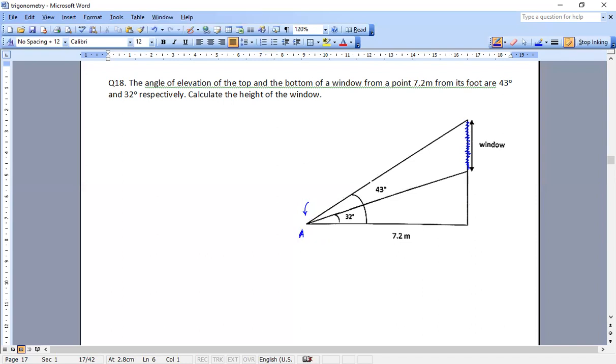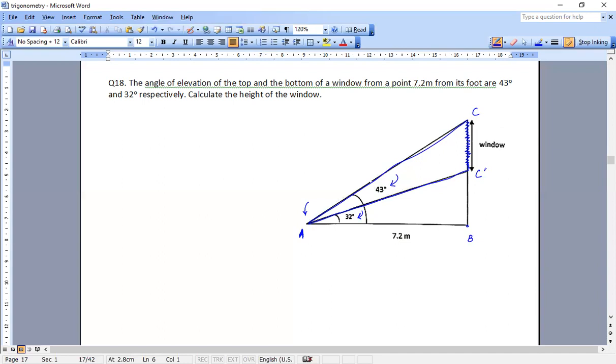So someone is standing over here and observing the top of the window, making an angle of elevation of 43 degrees. And the person is standing at the same point A, looking at the bottom, and while looking at the bottom, he is making an angle of elevation of 32 degrees. This point is 7.2 meters away from the wall. Let's call this point B. I'll call the top of the window C and the bottom of the window C dash.